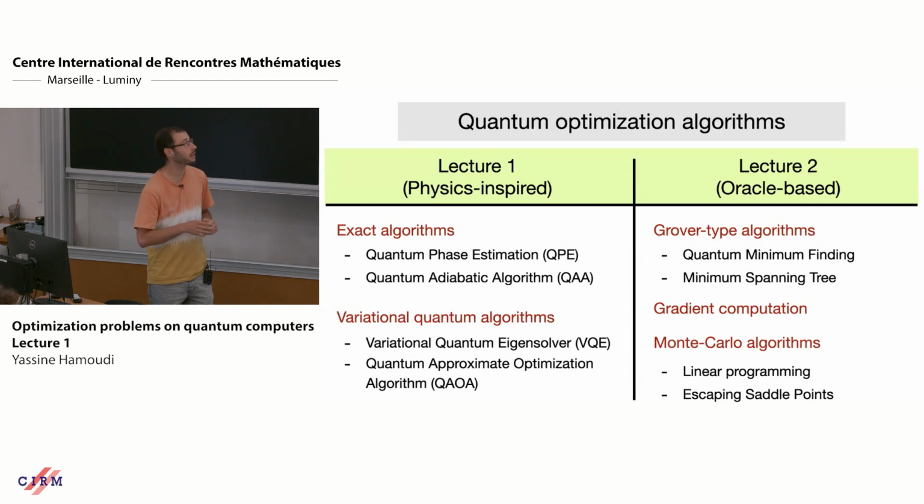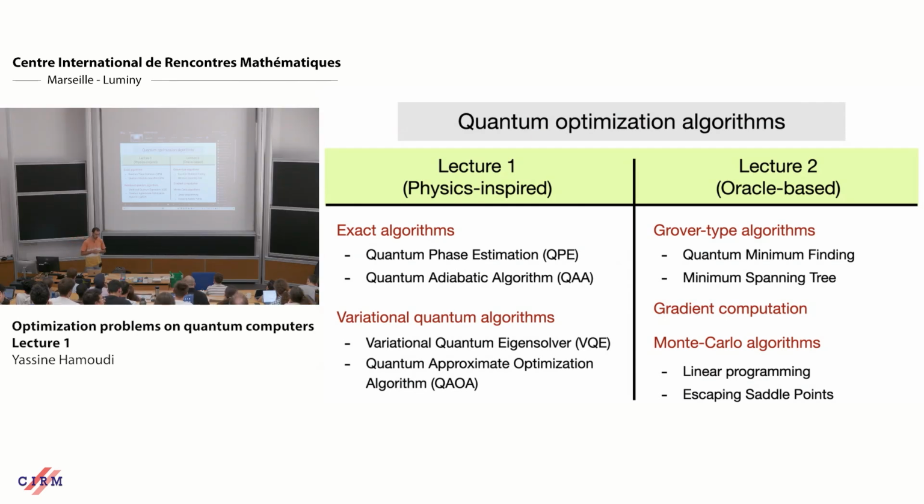So this is the plan for the two lectures. The goal is to present you some of the most representative techniques in quantum optimization, without going into too many details, just presenting the high-level ideas. So today it's about physics-inspired optimization techniques. If you have a physics background, you should be able to follow that quite easily. We'll cover both exact algorithms and more heuristic algorithms, like variational algorithms in particular.